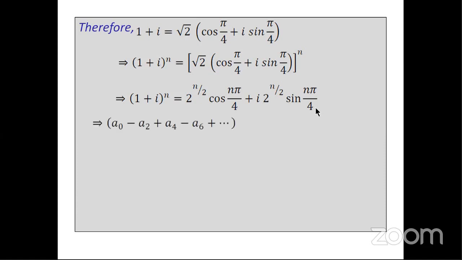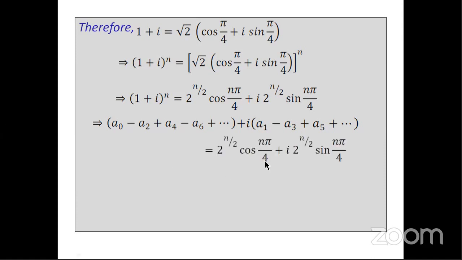Okay. So what is this (1 + i)^n? You have it as (a0 - a2 + a4 - a6 + so on) + i (a1 - a3 + a5 and so on). This is equal to 2^(n/2) cos n pi by 4 + i into 2^(n/2) sin n pi by 4.